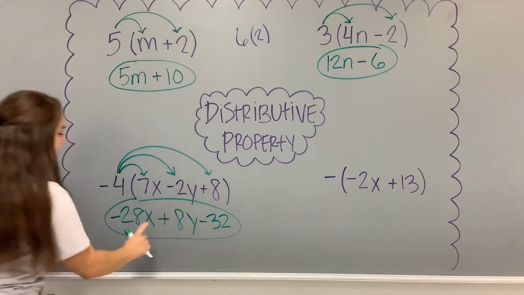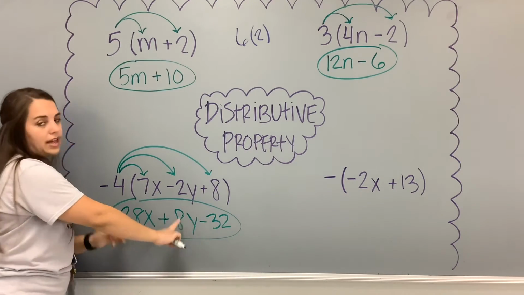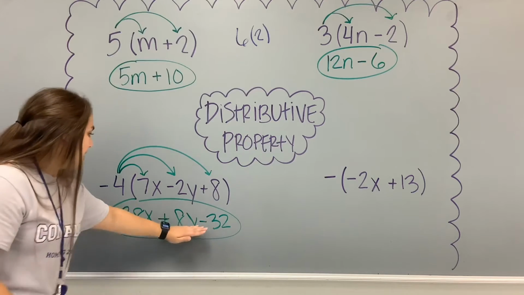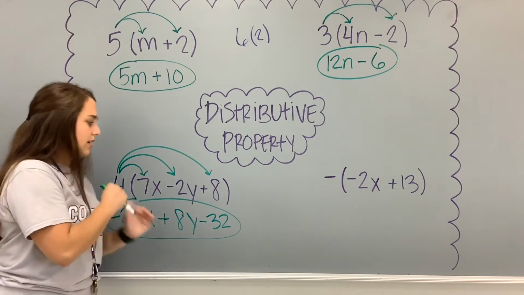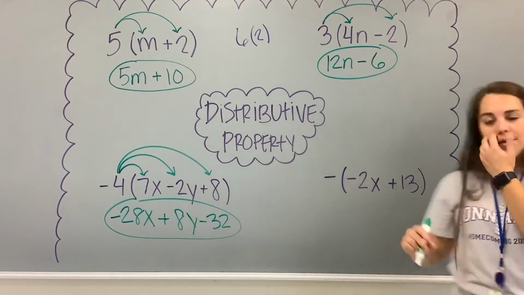The reason we cannot put these 2 together, like combining like terms, is they are actually not like terms. One has an x, the other has a y. They can't go together. They're not best friends. Okay. All right, and then our last example.